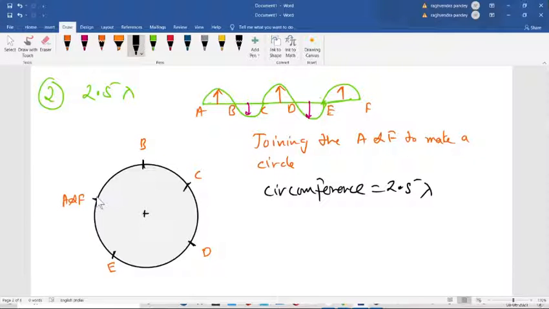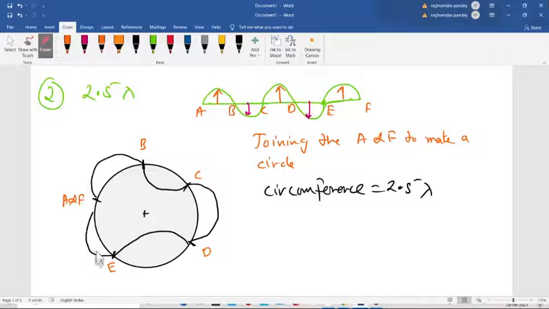From A to B it is crest. B to C it is trough. Then C to D it is crest. D to E it is what? Trough. Then E to F is crest. Then it is traveling in this.